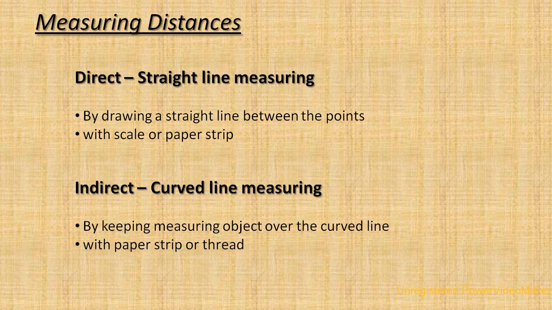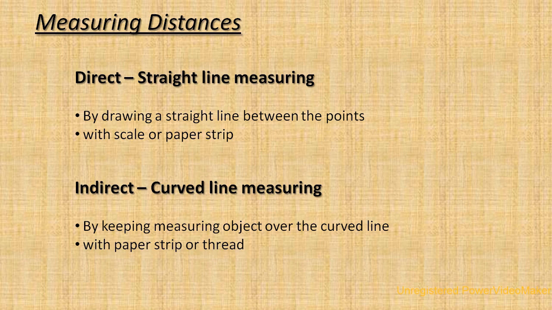Measuring distance in a map. There are two types, direct and indirect. Direct, in other words, is straight line measuring. Indirect is also called curved line measuring. In the direct method, by drawing a straight line between two points, we can measure the distance between the two. For that, we can use a scale or a paper strip.